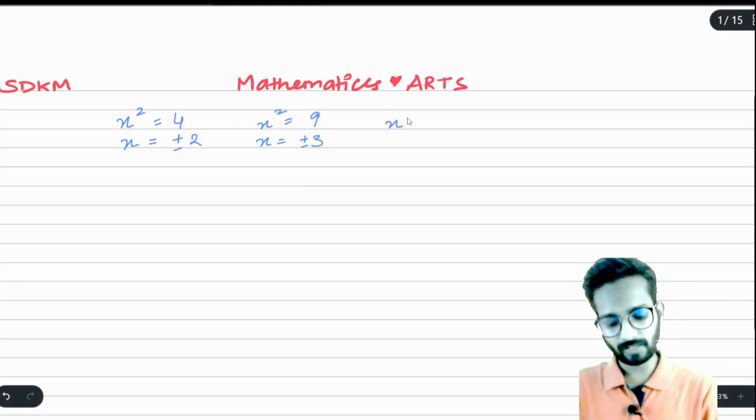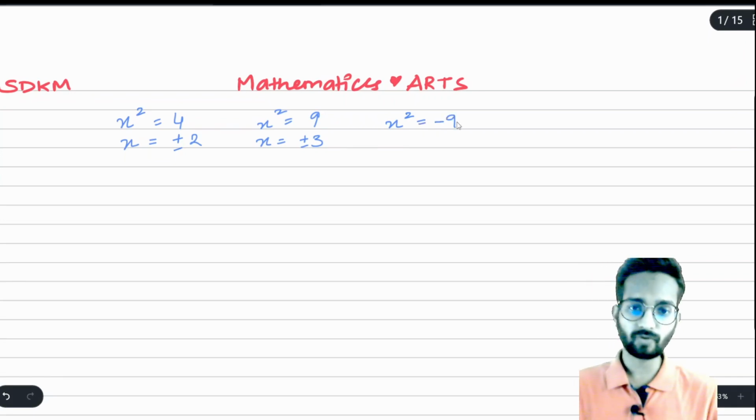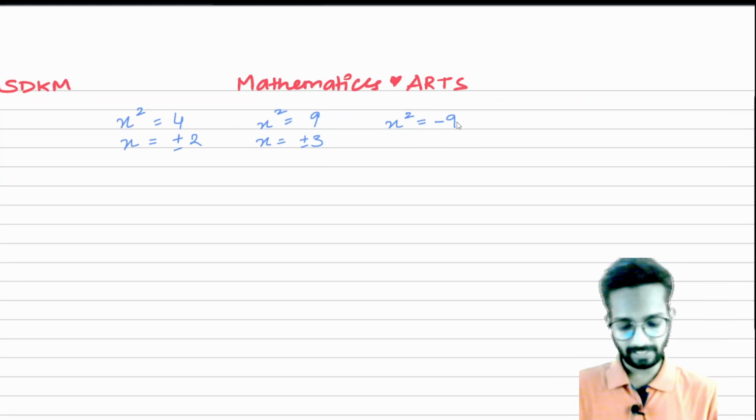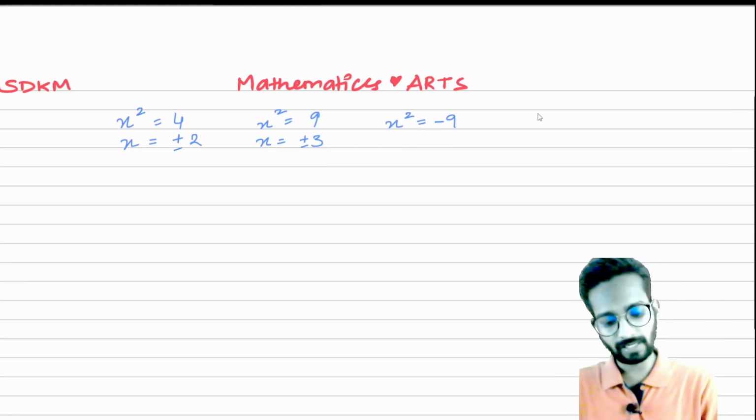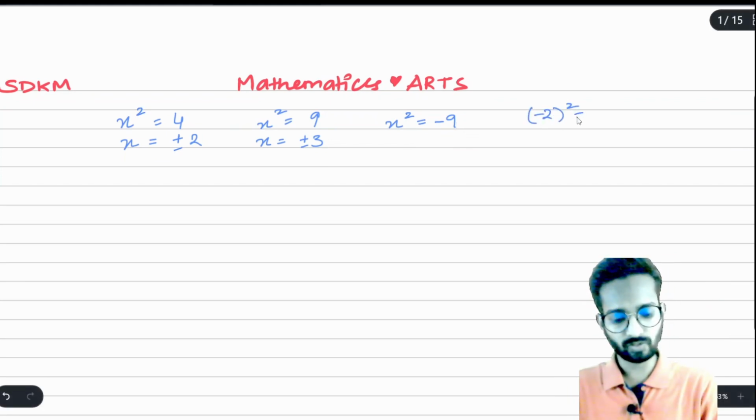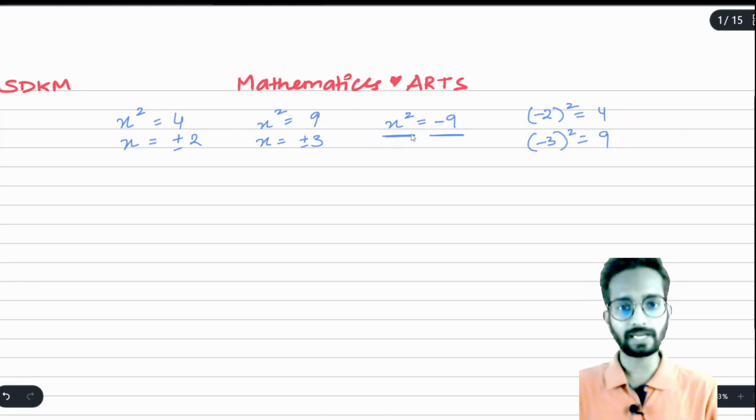The problem started when we wrote x square is equal to minus 9. The problem was that the square of any number cannot be negative. If you square minus 2, it will become 4. The square of minus 3 will become 9. But we have to get minus 9 by squaring some number. So how can we get it?